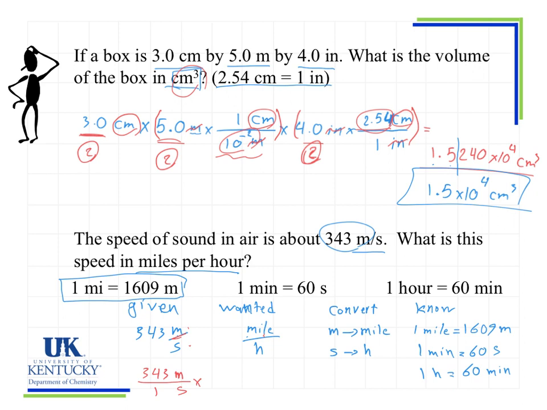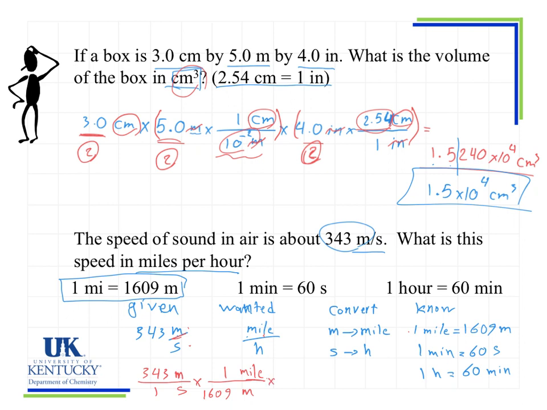We have to go to mile. So we use this equality here. We have meter on the top, so I have to cancel that, so I have to put it on the bottom. So I have to go from meter to mile, and from our equality we know that 1609 meter is 1 mile. We do not stop here because we're done with meter and mile.